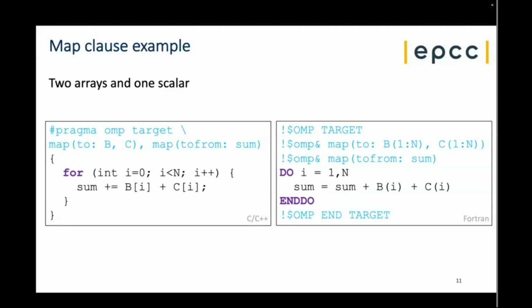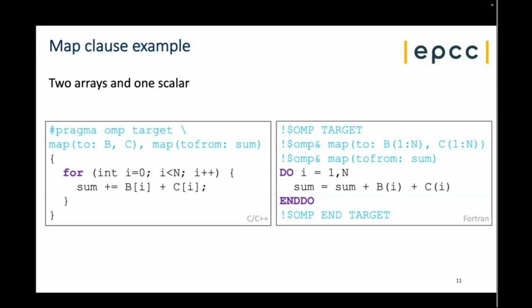So B and C, we're reading them on the device. So we need to make sure that the data in B and C is available on the device. In this case, we have to map data from the host to the device. So we use the to map type, and then the variables such as B and C. We don't need the data back. Once we're done with arrays B and C, well, we're not changing them, so we don't need to do any copy back to the host. Those arrays have not changed.